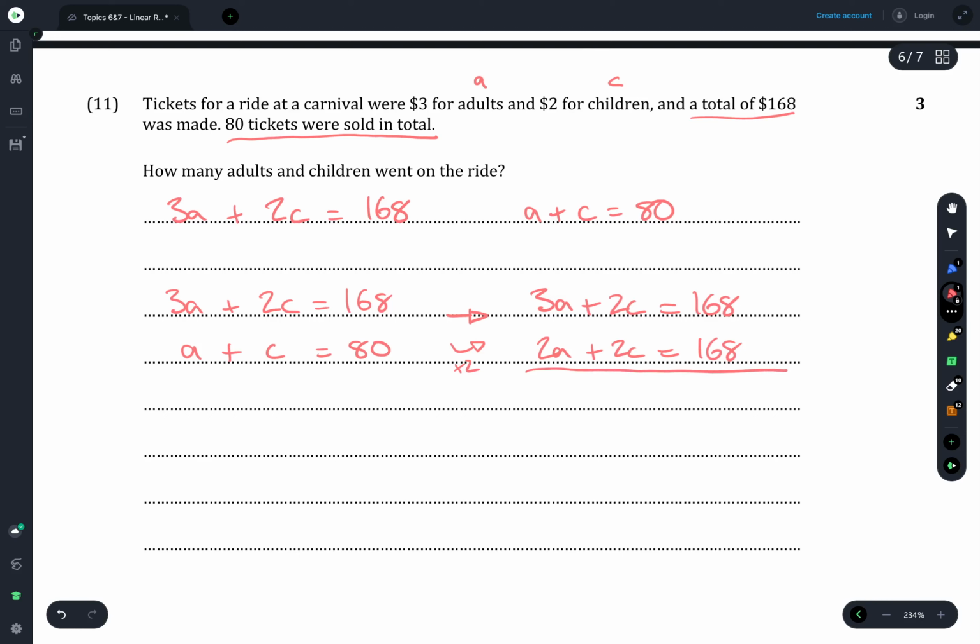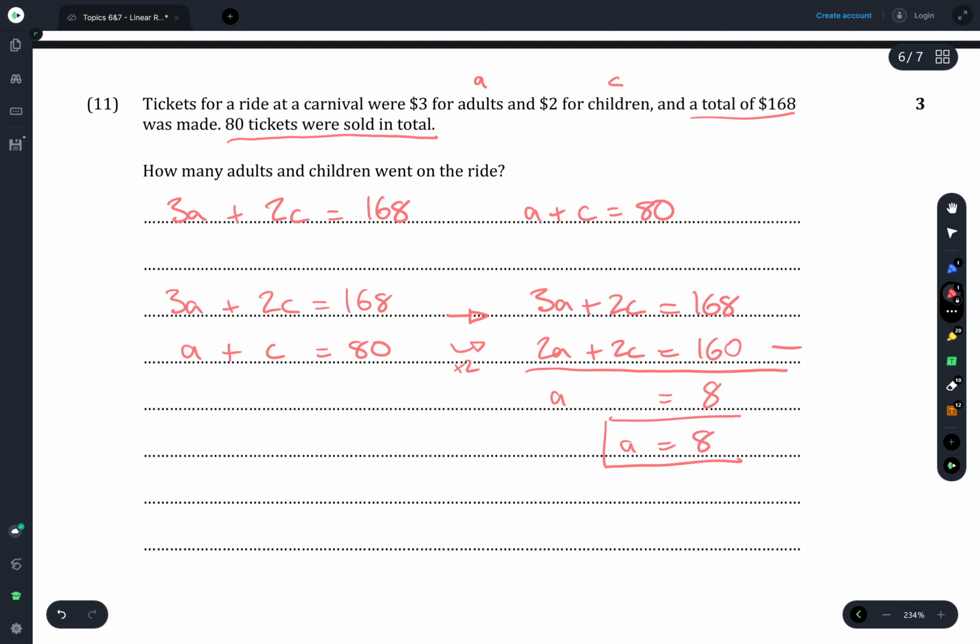Now that I've got the C's lined up, I can start to eliminate. Again, I need to decide whether I need a plus or minus. The signs are the same, so I'm going to minus. Sorry, that's not 168, it's 160. And now we're going to subtract. So 3A minus 2A is A. The C's go away, and then 168 minus 160 is 8. So therefore, we get A equals 8 straight away.